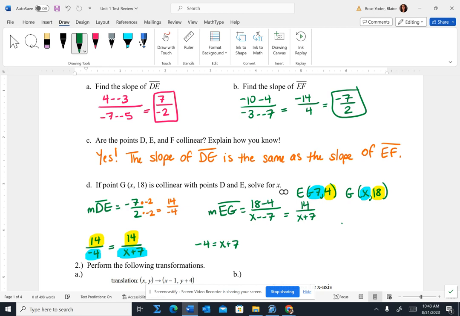So I make that little equation. I want to solve it for x, so I'm just going to subtract 7 from both sides, and I get x equals negative 11. That's my solution.